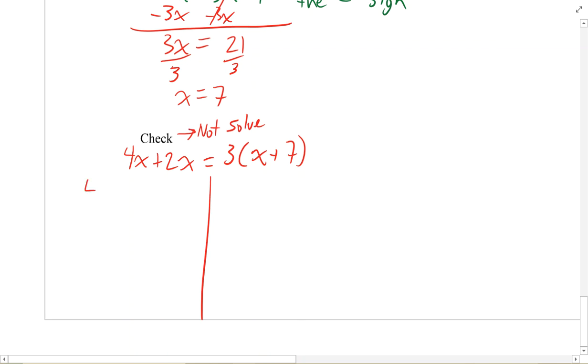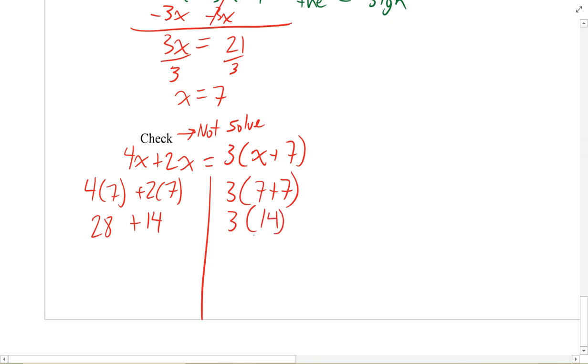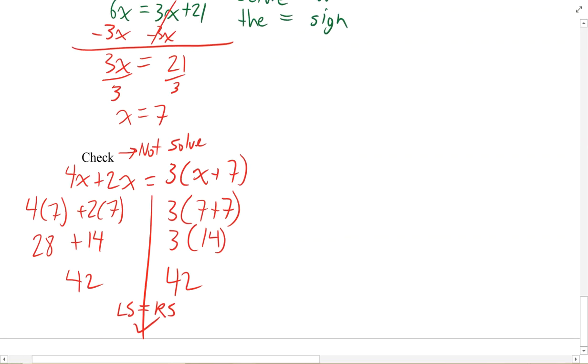And so x equals 7. So we get 4 times 7 plus 2 times 7 equals 3 times 7 plus 7. So this would be 28 plus 14. This would be 3 times 14. 3 times 14 would be 42. And over here we would get 42 as well. And so the left side equals the right side, check. Okay, so doing checks, just a little simple way of correcting yourself and double checking.